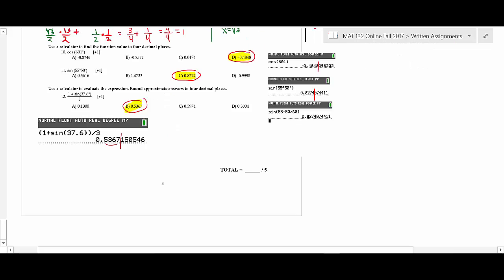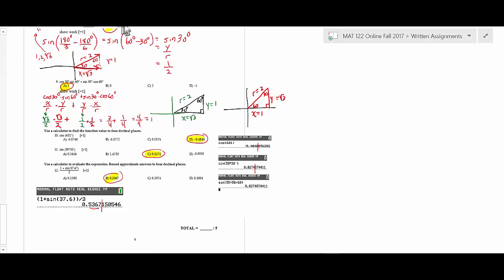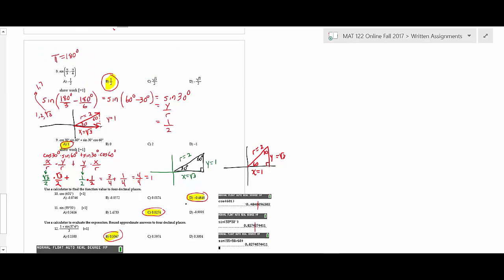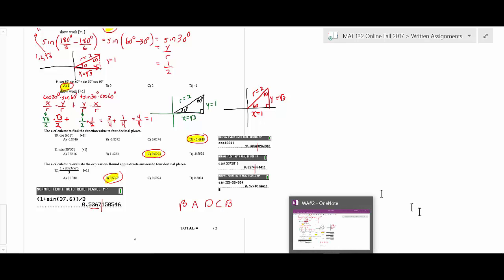So on this page, you should have got the answers B, A, D, C, and B. That'll close that off. Hopefully this helps you to get some feedback on your homework and learn from your mistakes.